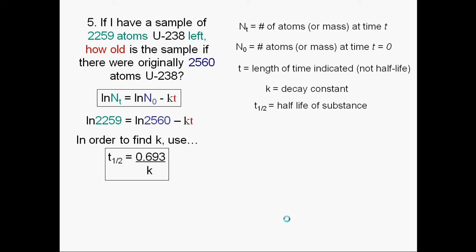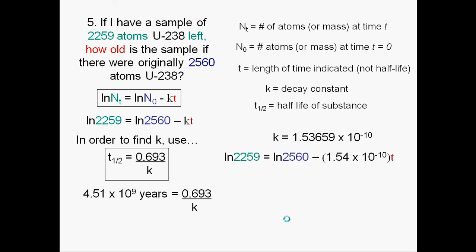But we can solve for K using that second equation, where the half-life is equal to 0.693 over K. We know the half-life because it was given to us in the previous problem. The half-life of uranium-238 is 4.51 times 10 to the 9 years. So I'm going to plug that into that second equation so that I can solve for K. And when I do that, K happens to be equal to 1.53659 times 10 to the negative 10. And so now that I have that, I can go and plug that back into that first equation for K there.